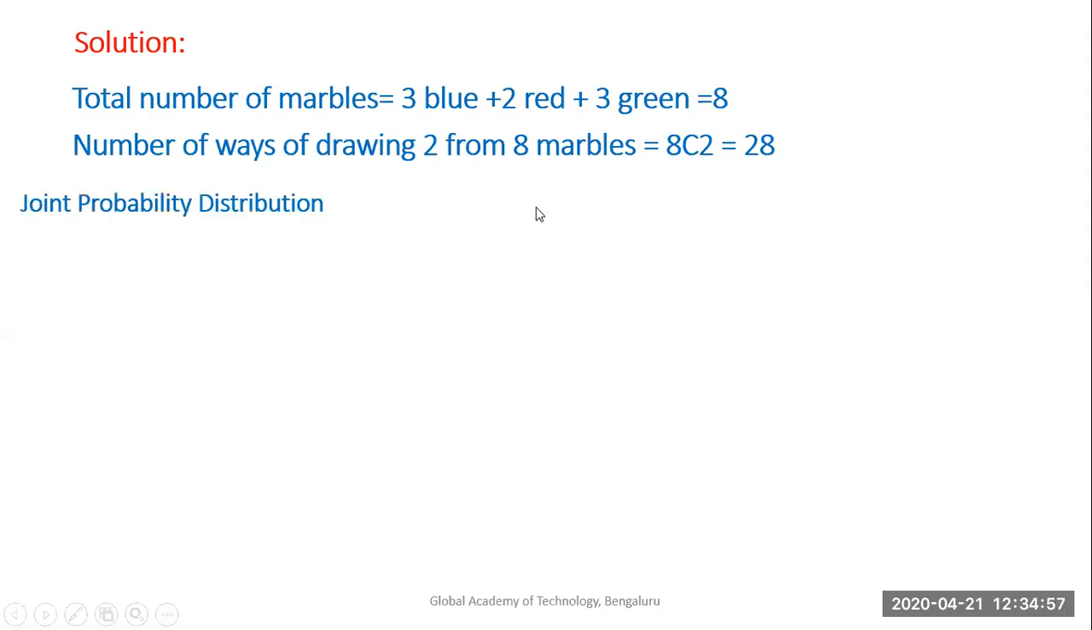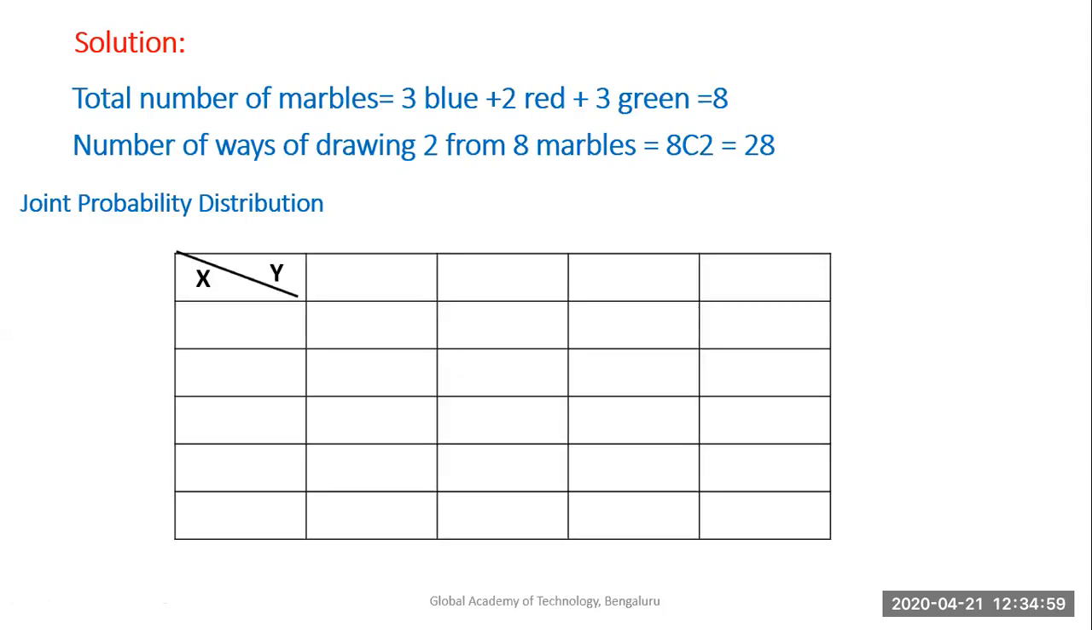Now let us write the joint probability distribution. So again, construct this table now. X denotes the number of blue marbles. So there are 3 blue marbles, so we can have x as 0, 1, 2, and 3. And y denotes the number of red marbles. So we have 2 red marbles there. So y takes the value 0, 1, and 2.